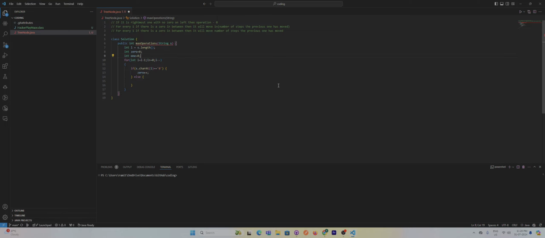So you can think of some kind of approach with cnt equals 0. So cnt is the count of the steps the one before has been shifted. Now else, it is a 1, and now I have to find out if zeros is not equal to 0.